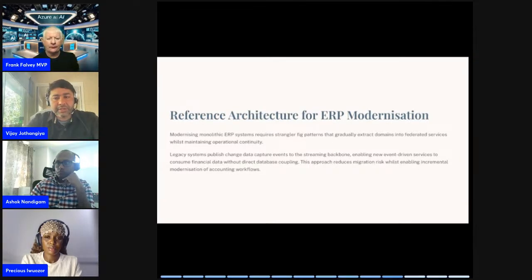Reference architecture for ERP modernization. Modernizing legacy ERP systems requires a gradual approach. It's not like a lift and shift is going to happen. Rather than rewriting everything, we apply the strangler fig pattern. That's one of the design patterns. The legacy system publishes change data capture events to the streaming backbone. New event-driven services consume finance data without direct database coupling. Over time, domains are incrementally extracted. This reduces migration risk while maintaining operational continuity.